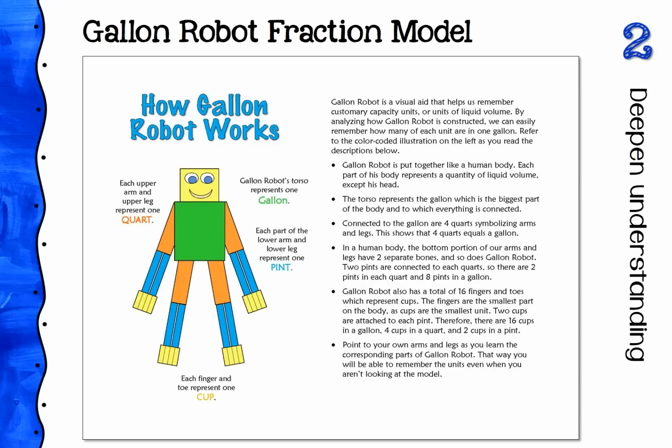Now, I know many people use the big G model. You draw a big G on a piece of paper. I'm not going to go into that right now. And that's fine, and that's an easy one to remember, but it doesn't really show the fractional relationships, and that's why I like the Gallon robot.